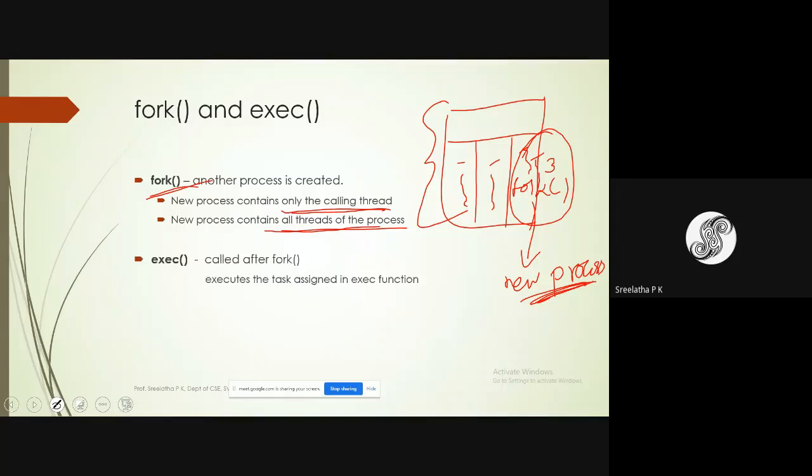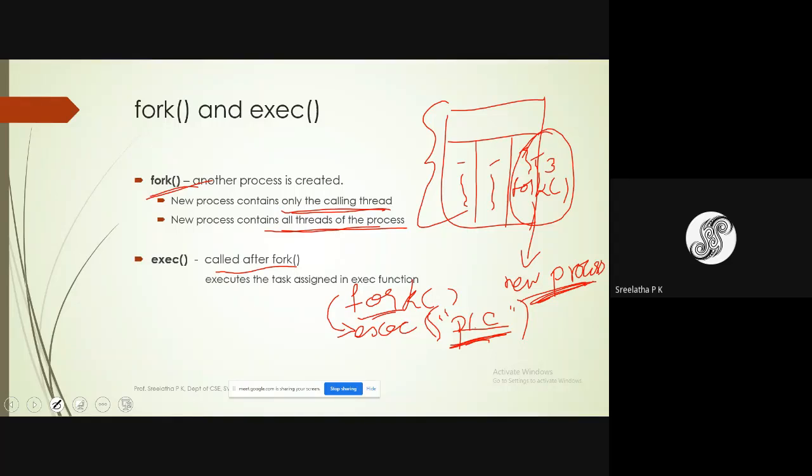What about exec? You know that exec, when it is called after fork, executes the task which is assigned by the exec. Suppose fork creates a thread. Now I use exec here. I had told this earlier. Whatever program is passed as a parameter to exec, okay, program1.c, I'm just giving an example, so here program1.c has to get executed by this process which is created using the fork system call.